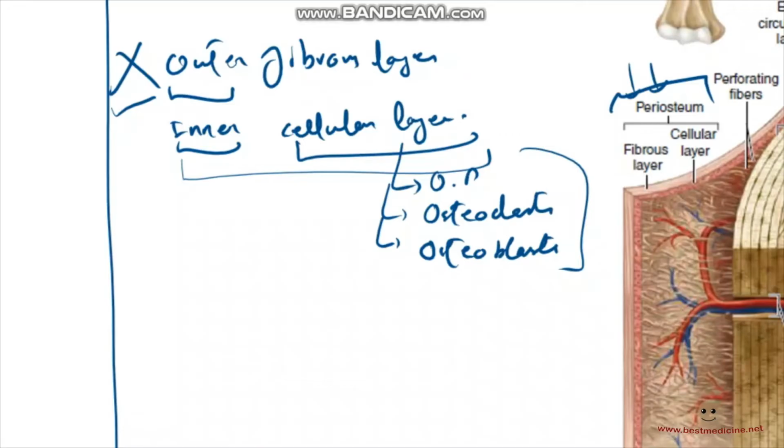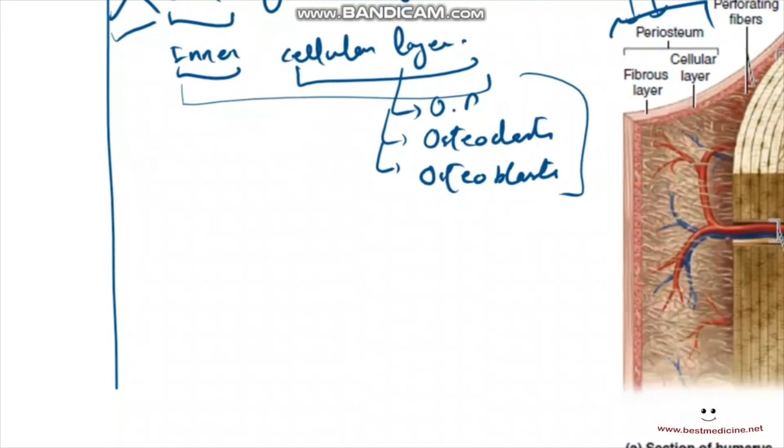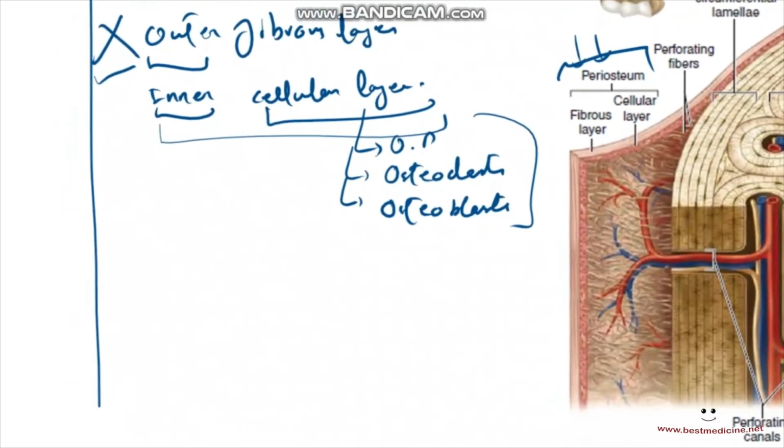Now, another difference between endosteum and periosteum is that periosteum is bound to the compact bone very, very strongly. This compact bone right here, and this is the periosteum right here. These are bound together very strongly, and the way they're bound is by perforating connective tissue fibers, made up of collagen type 1 connective tissue. These fibers are called Sharpey's fibers.